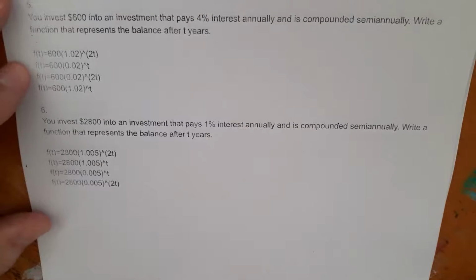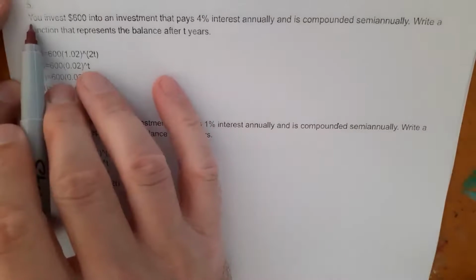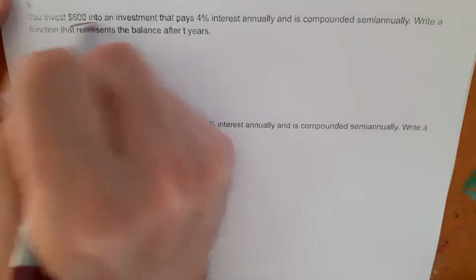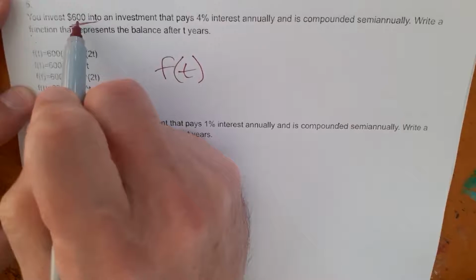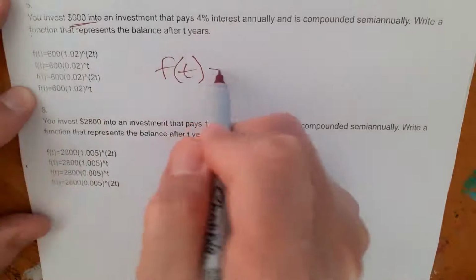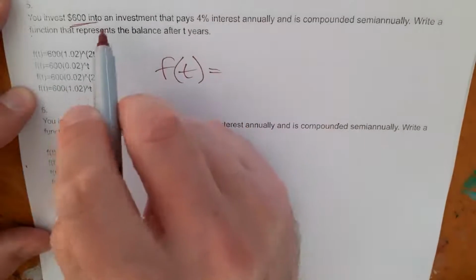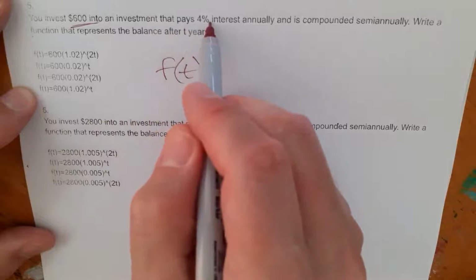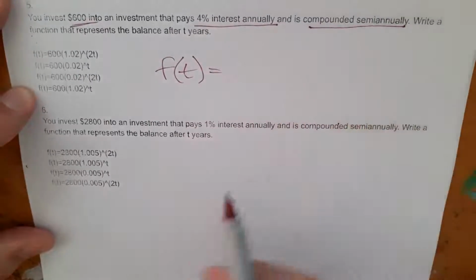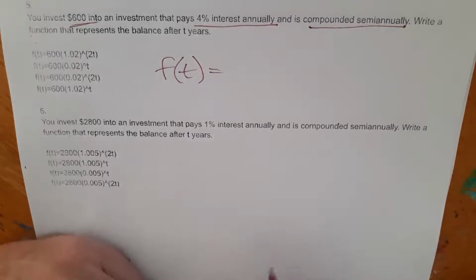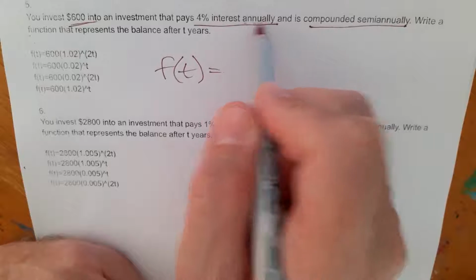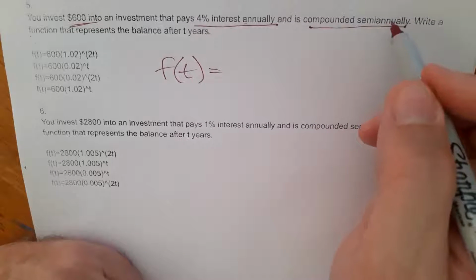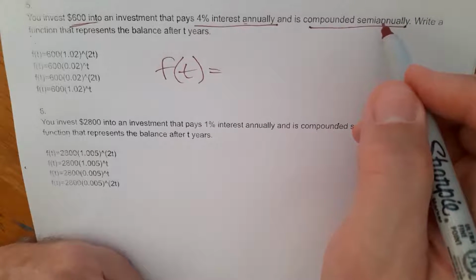Let's go on to this one, which talks about finances. So we're going to invest $600. That's a starting place. Now if I'm talking about f of time, because $600 is an investment, time is what relates to investments. An investment pays 4% interest annually and is compounded semi-annually. Now that's a little bit complicated, but what this means is it's 4% interest per year, but it's compounded every 6 months, or twice a year.